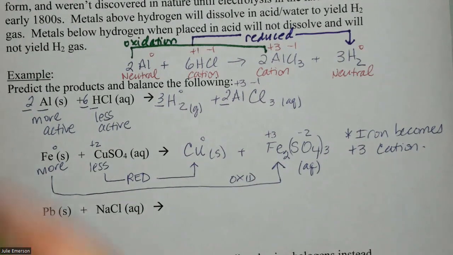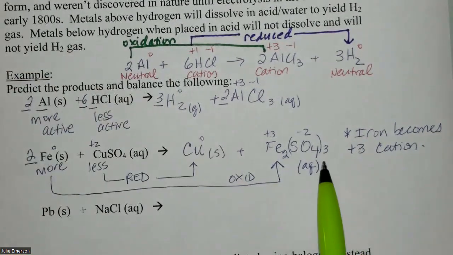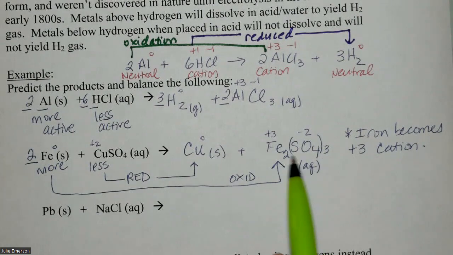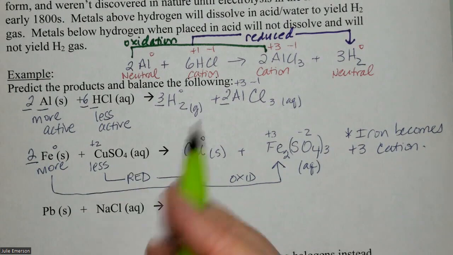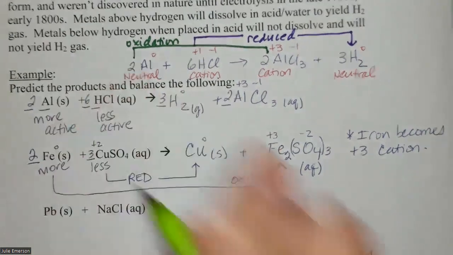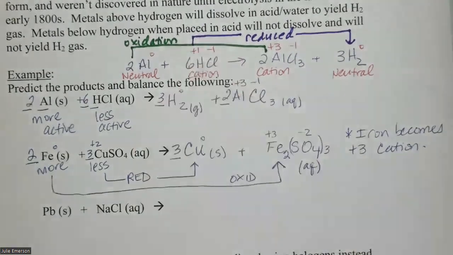On the reactant side, I need to make sure that I've got 2 irons. I also need 3 sulfates to make that iron(III) sulfate come together. So on the reactant side, there's only 1 sulfate group. So I multiply the CuSO4 by 3. And then when I do that, that also gives me 3 coppers. So I put a 3 in front of the Cu.